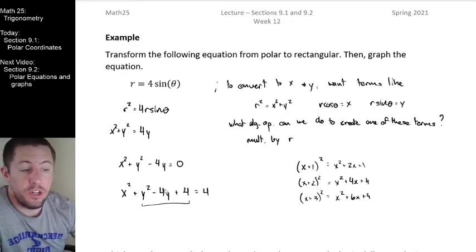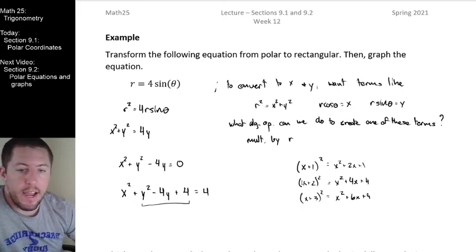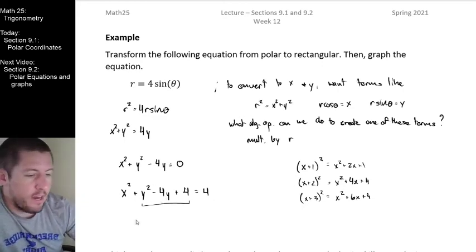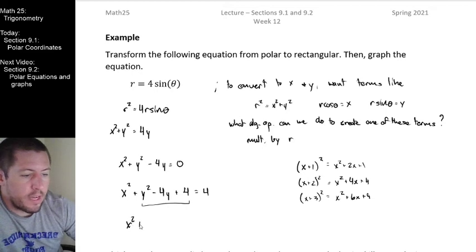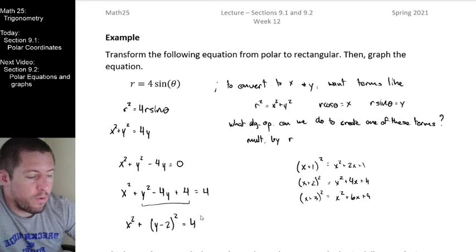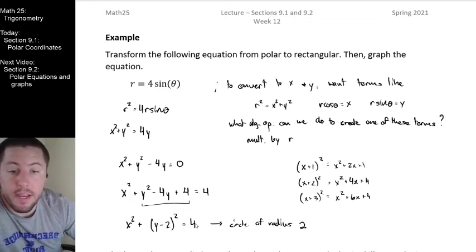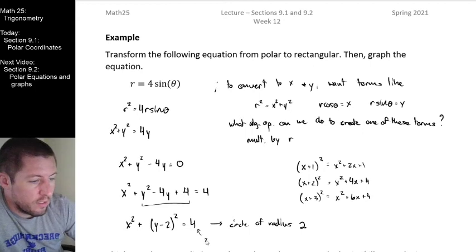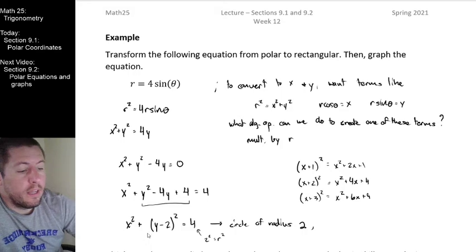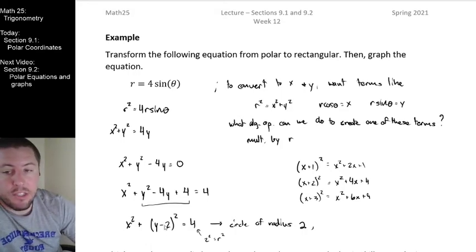In this case, you should notice the only difference between what I've got on my middle line over here is that there's actually a minus right there. So this is going to condense down to x squared plus (y minus 2) squared equals 4. This is a circle of radius 2, right? 2 because 4 is really 2 squared. But notice that I have this y minus 2 instead of just y squared. It's (y minus 2) squared.